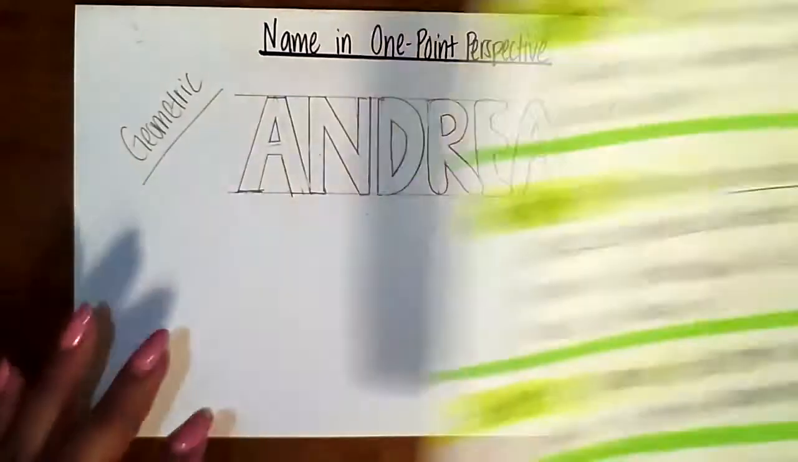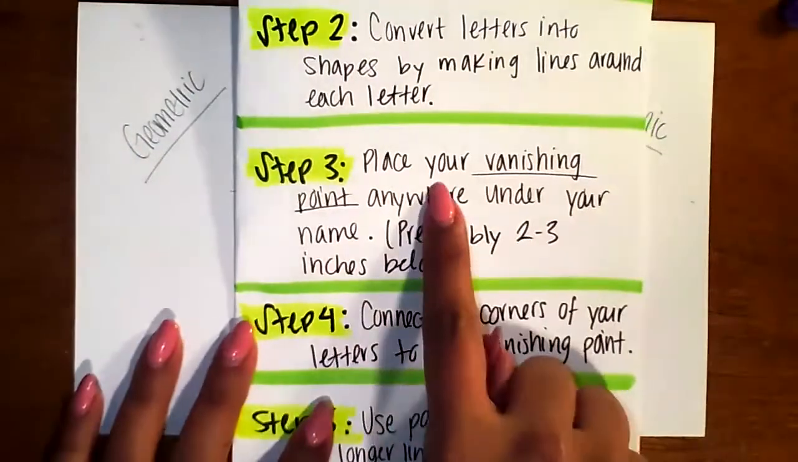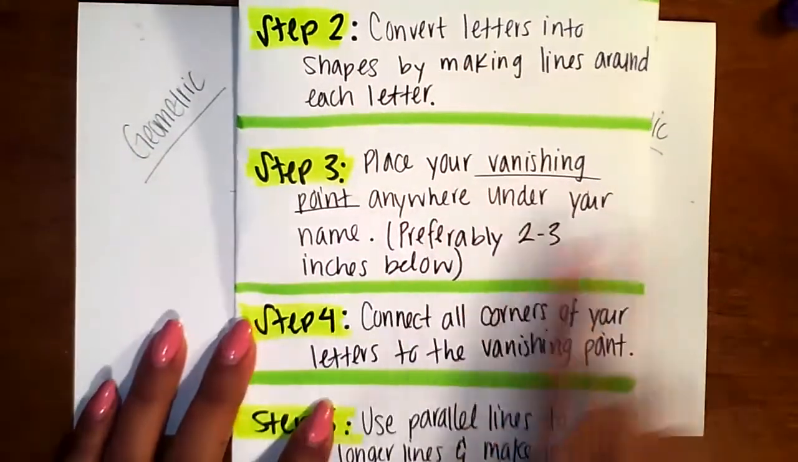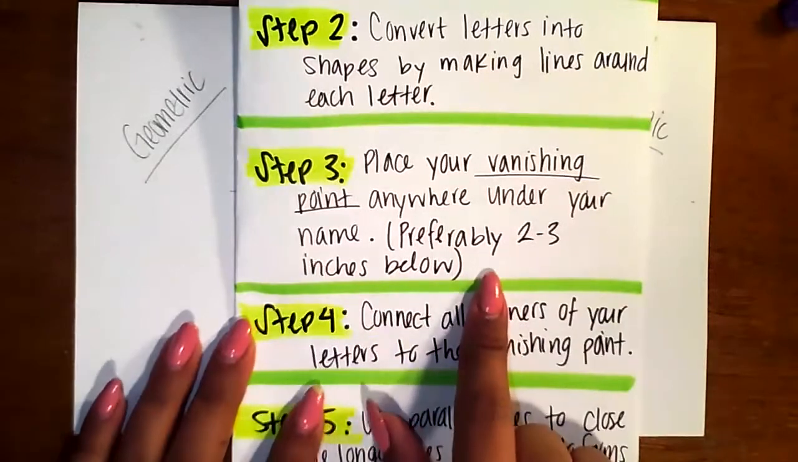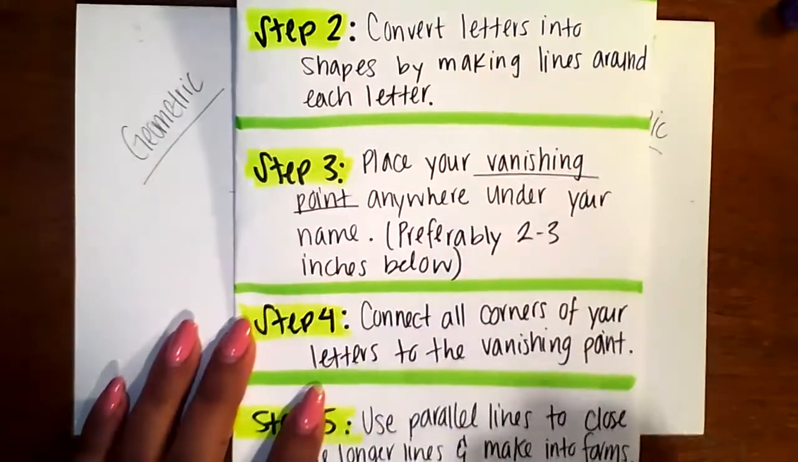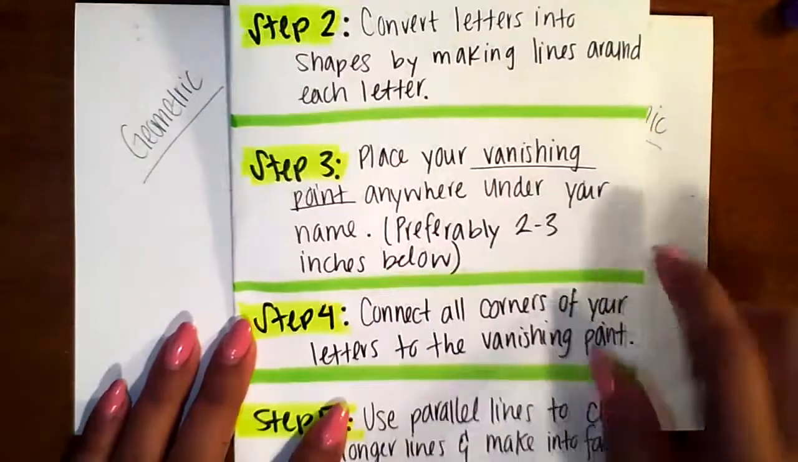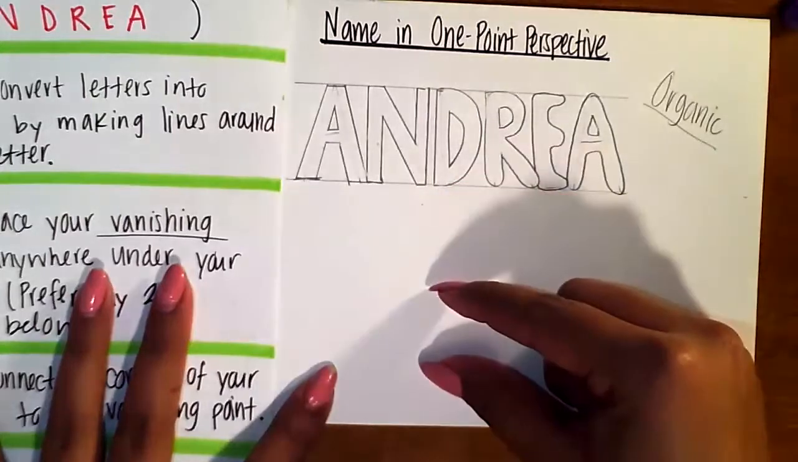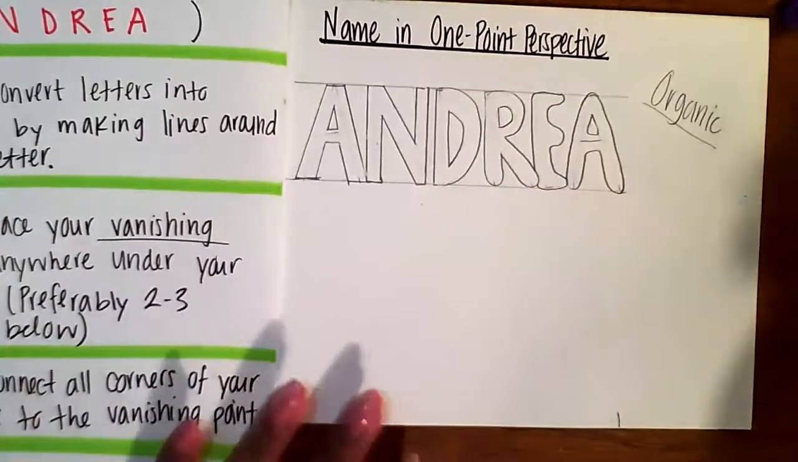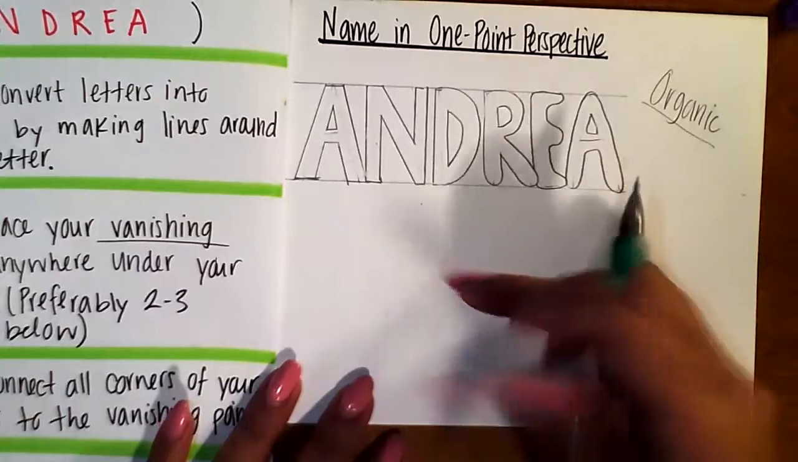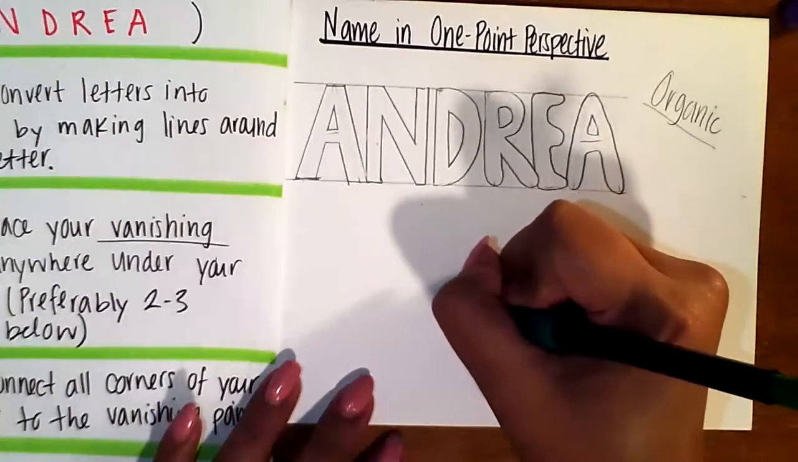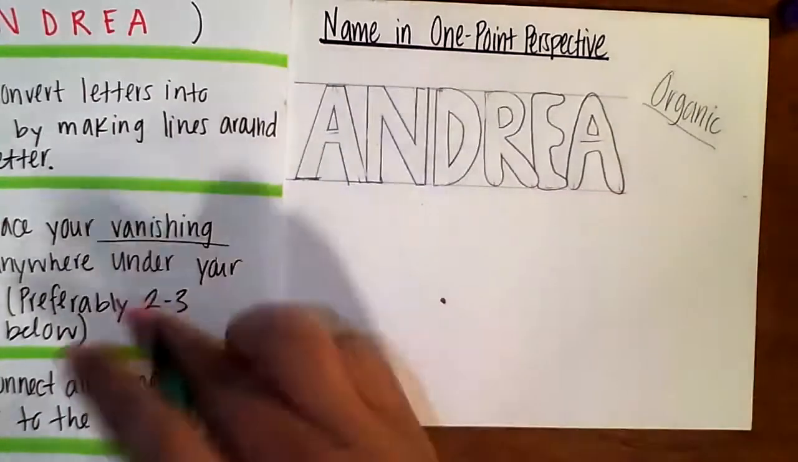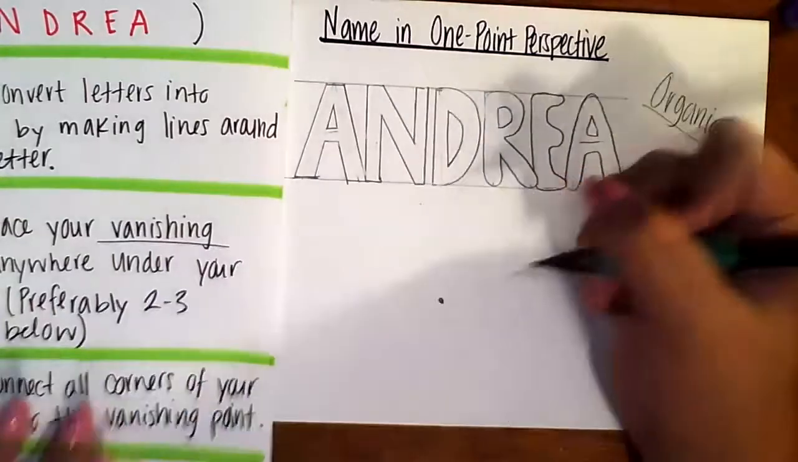So then, step number 3, place your vanishing point anywhere under your name. Remember, the vanishing point is just that dot that every line is going to connect to, preferably 2 to 3 inches below. So that's like 1 inch, 2 inches. I'm gonna do just 1.5 inch. Right here I put 2 or 3 inches. I'm just gonna do 1.5.